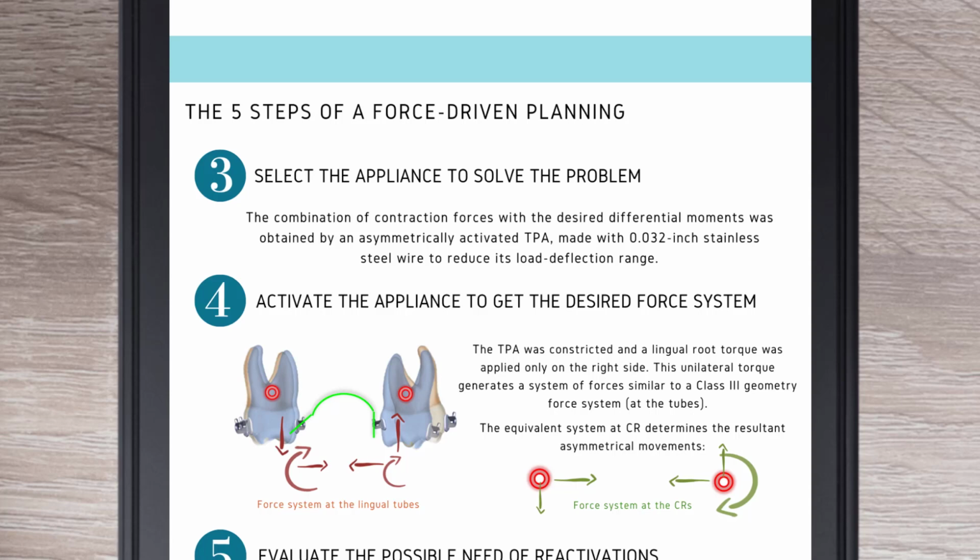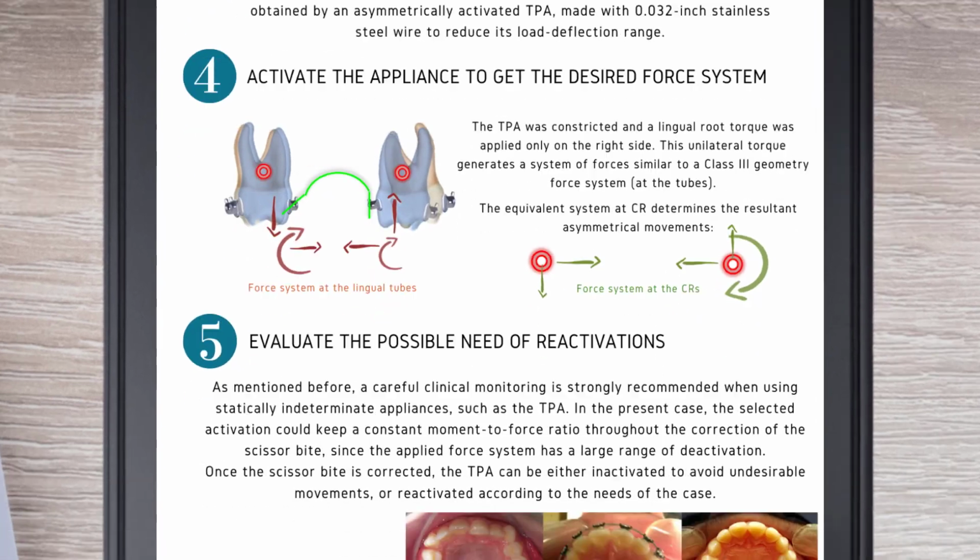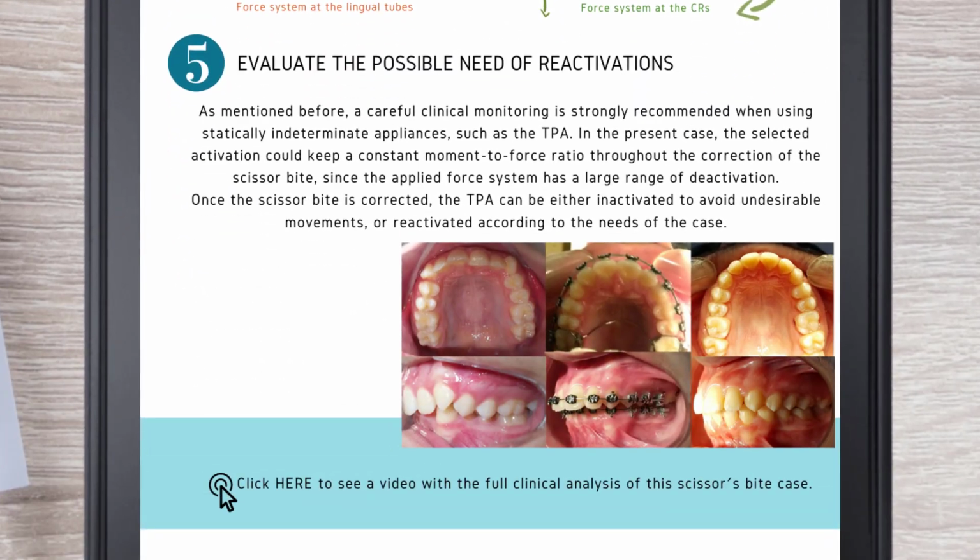You can see that the resultant force system at the CR of the left side will generate a tipping movement in these sides, while in the right side the translational movement will be stimulated. Number 5, evaluate the possible need of reactivations. As mentioned before, a careful clinical monitoring is strongly recommended when using statically indeterminate appliances, such as the transpalatal arch. In the present case, the selected activation could keep a constant moment-force ratio throughout the correction of the scissor bite, since the applied force system has a large range of deactivation.